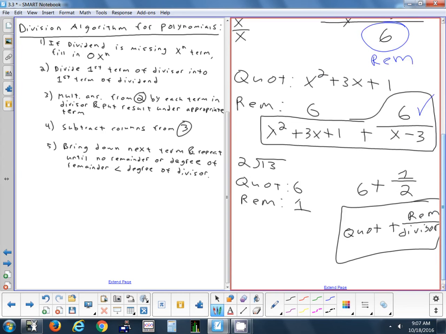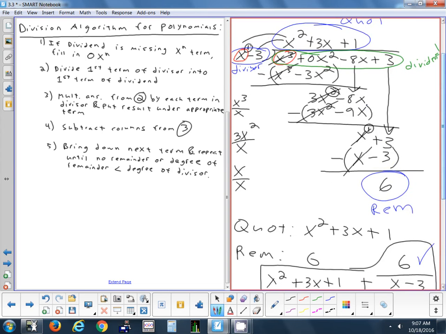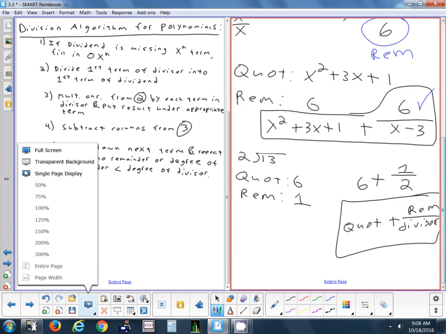Any other questions on that? So if we connect this back to what we said about factors, did x minus 3 go into that evenly? Nope. When I did it, I had a remainder. So does that mean x minus 3 is a factor of that dividend? No, it's not. If you were trying to factor it, that's not one of the factors you would use.